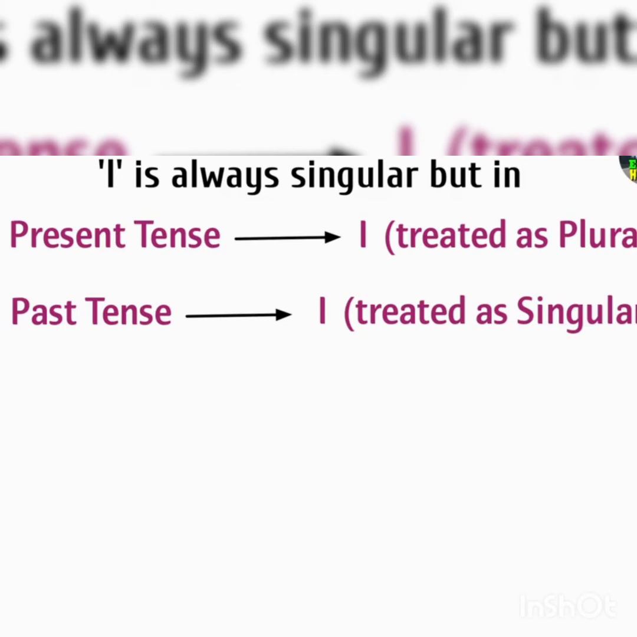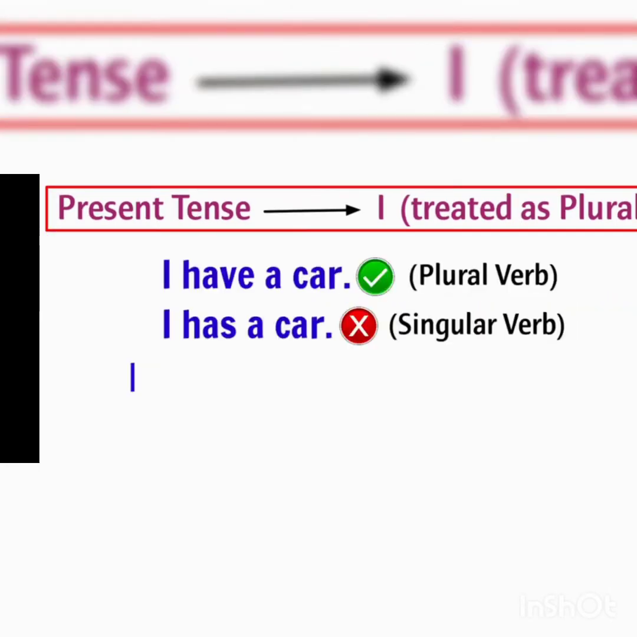Plural verb, present tense. As I told you, we take the verb with I in the plural form. So which verb have we taken? We have chosen have. We have not taken has, because has is a singular verb. If we take the singular verb, our sentence will be wrong. So with I, we always take plural verb in present tense.